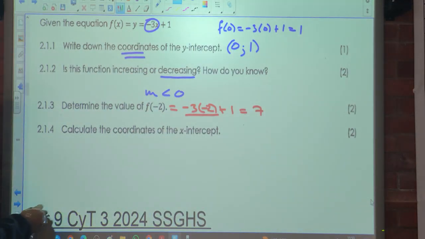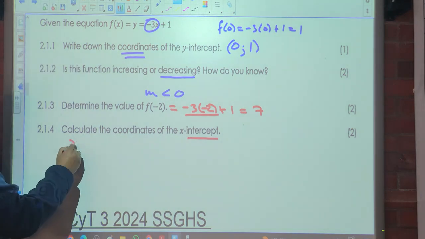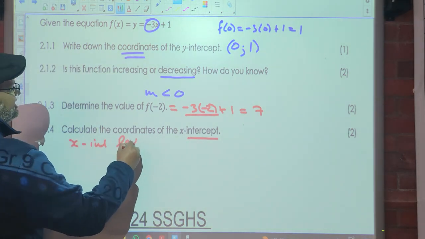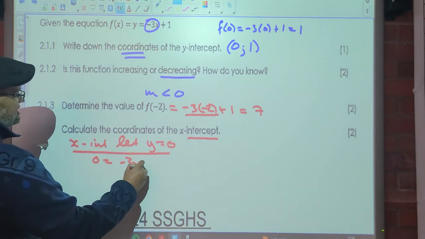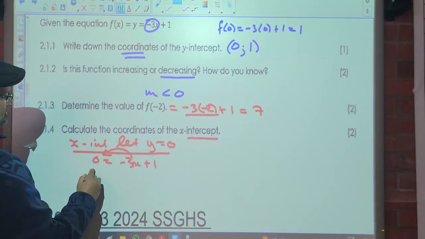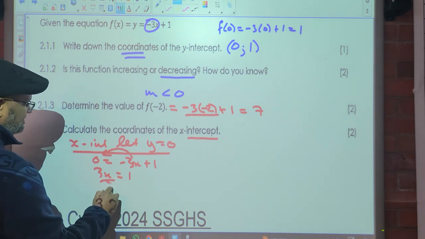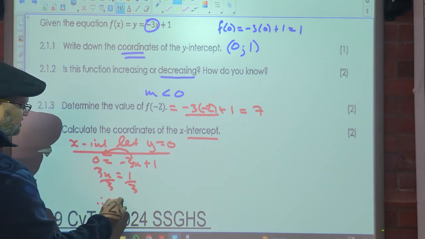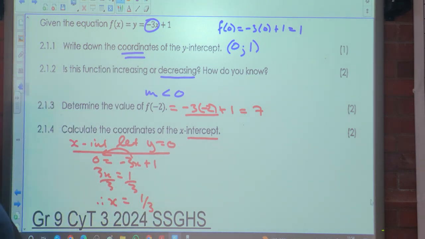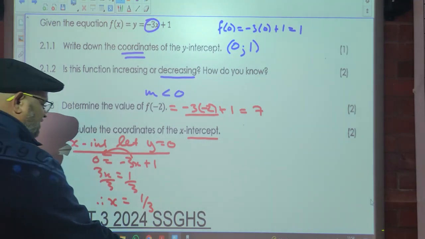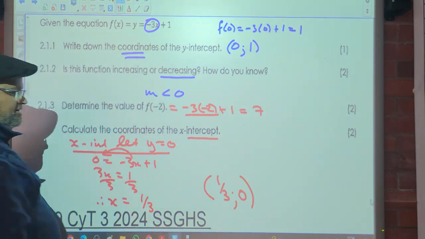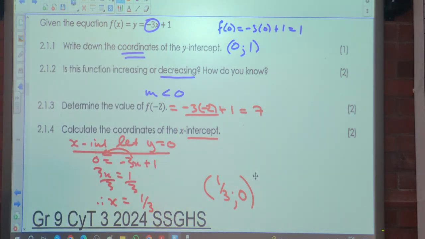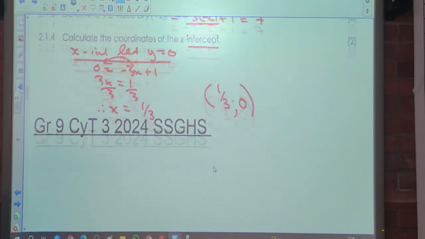Calculate the coordinates of the x-intercept. How do you calculate x-intercept? We let y equal to 0. So 0 is equal to negative 3x plus 1. Take that over the equal sign. So 3x is equal to 1. Divide by 3. X is equal to a third. They asked you for the coordinates. So it's going to be a third and 0. You will agree with that? Don't make a mistake. Not yet. Okay.